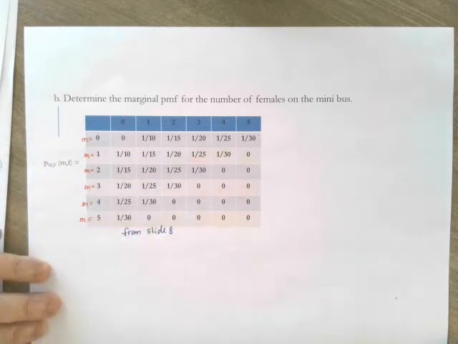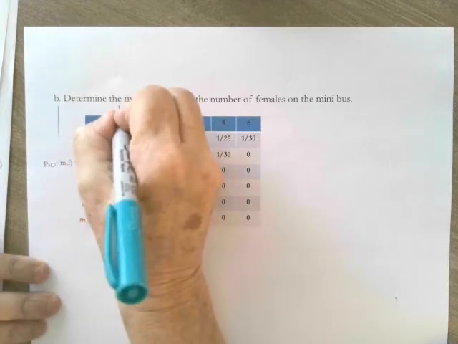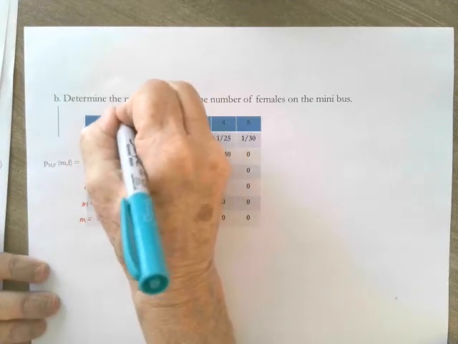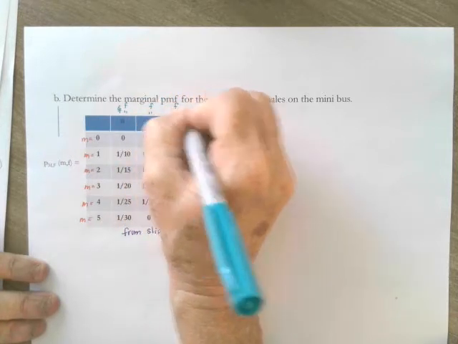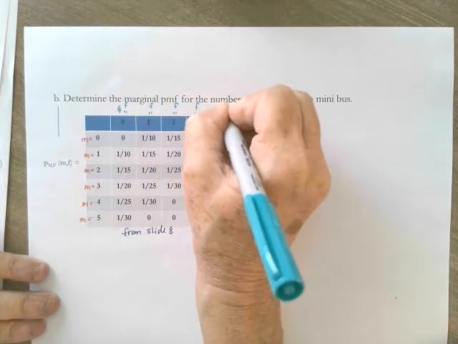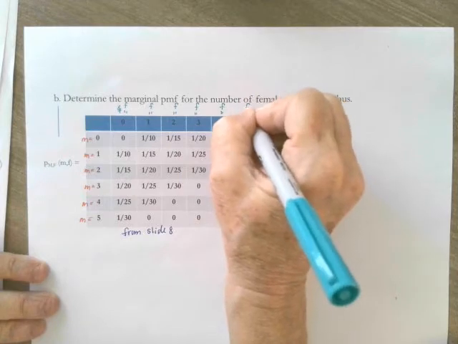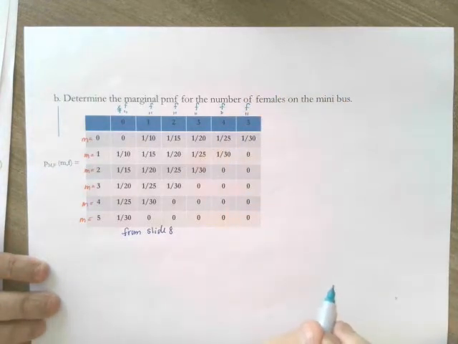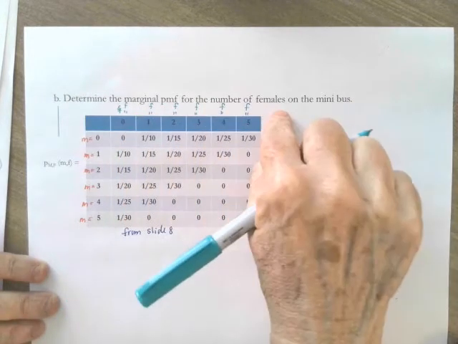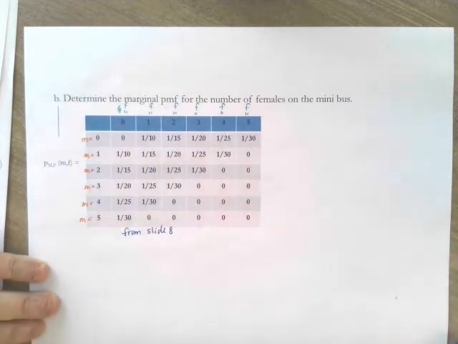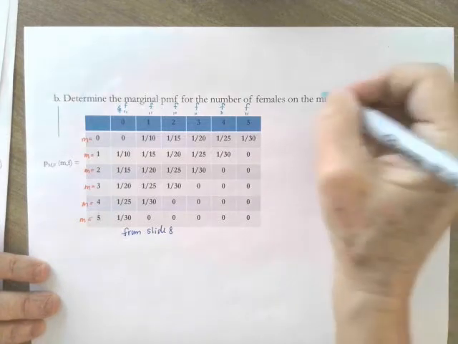And the number of females, same thing. So here we have F equals... So what do they really want me to find here? What they want me to find is a PMF for the number of females, but it's considered the marginal PMF. So what is a marginal PMF?